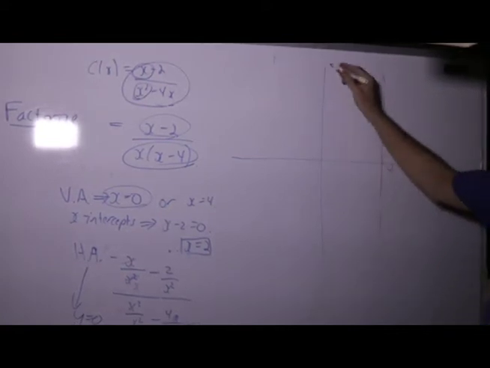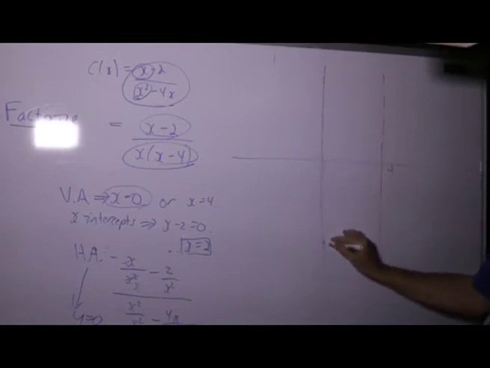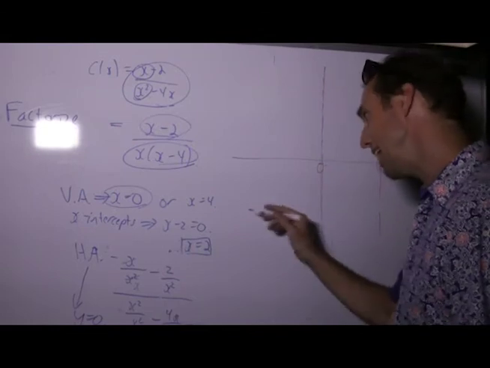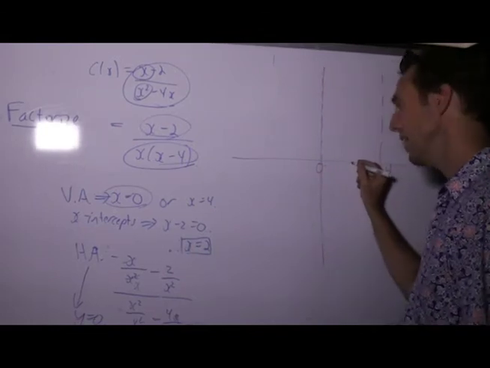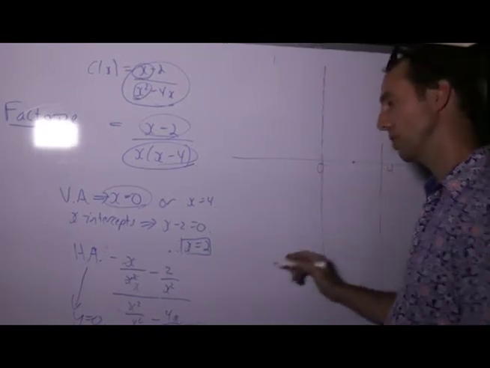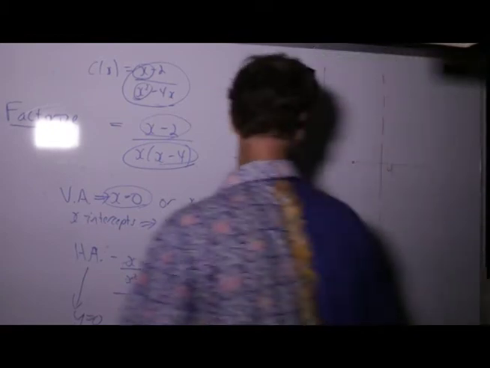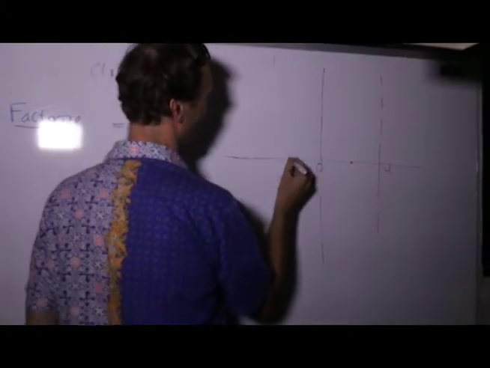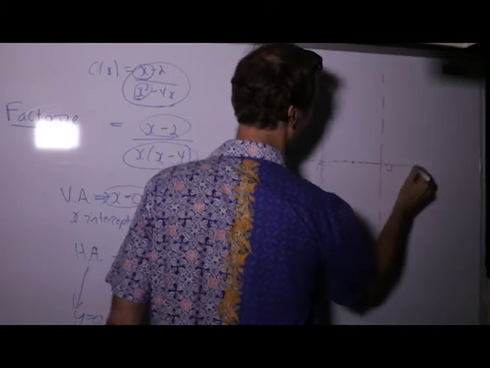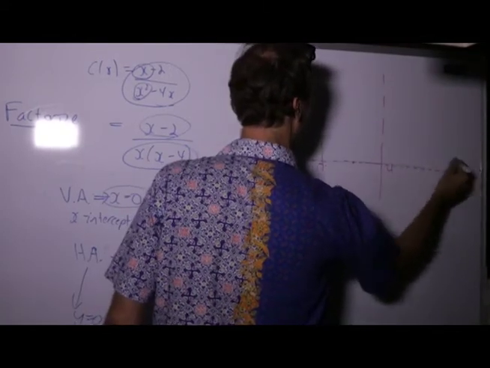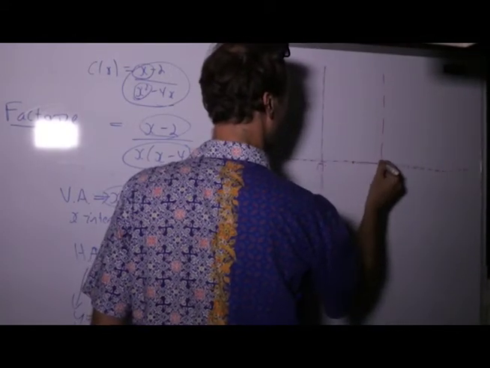We have an asymptote at x equals 0. Pretend that I'm drawing it in the right place. We know we have an x-intercept at x equals 2. We know it crosses there. And we know we have a horizontal asymptote at y equals 0, so that means along here we have a dotted line. Use dotted lines for your asymptotes.